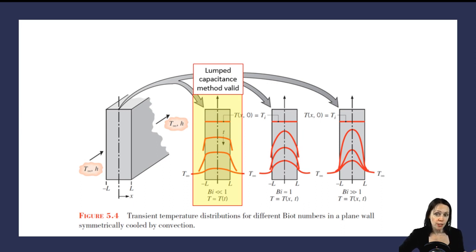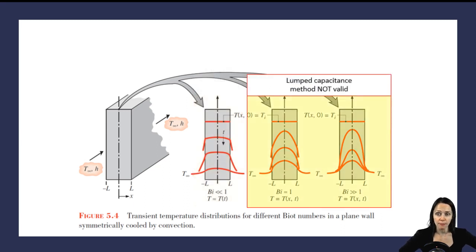And remember in videos 5.1 to 5.3, we said that if the Biot number was much less than 1, and we gave a cutoff of 0.1, then we could assume that temperature was a function of time only, since the temperature didn't really change that much at any given time within the wall. And so we can then use the lumped capacitance method. However, if the Biot number is larger than 0.1, we cannot neglect the variation of temperature with position within the wall, and the lumped capacitance method will not work.